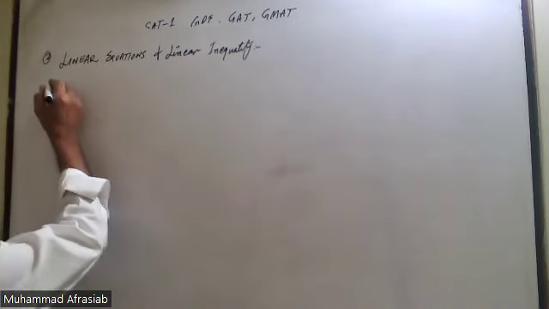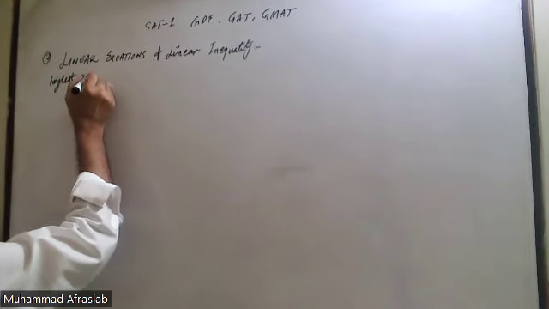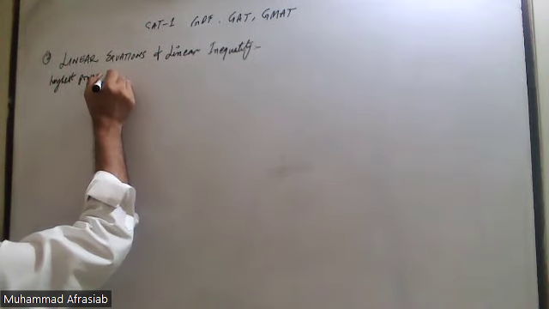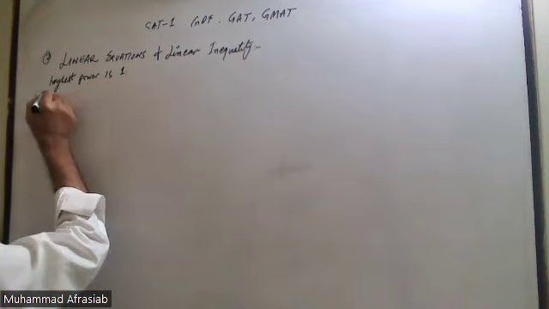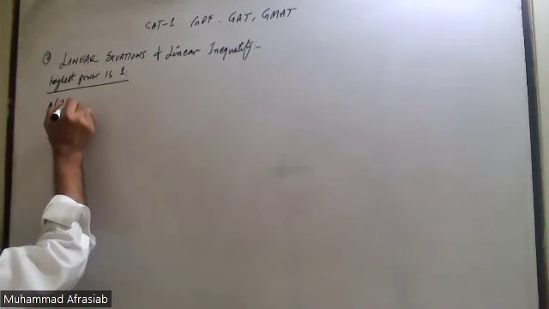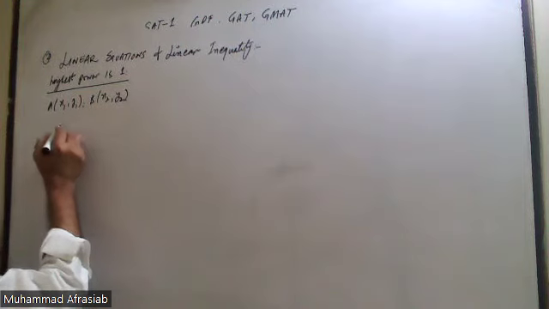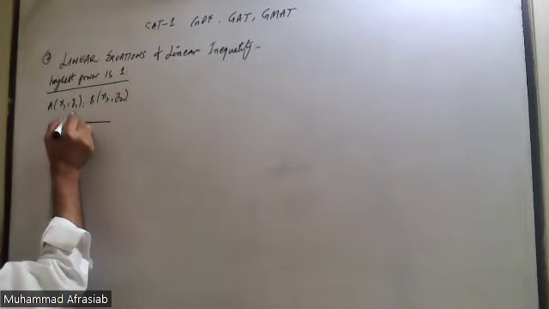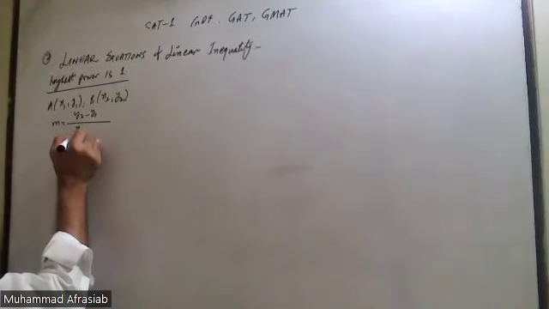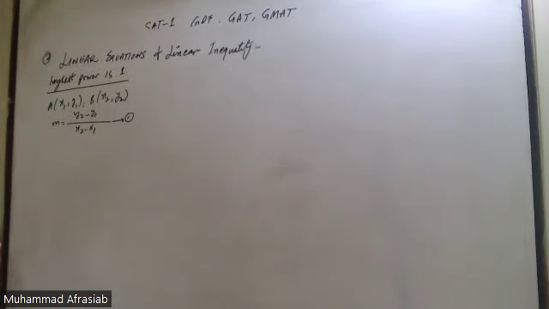So when the highest power is 1, that is known as a linear equation. For example, point A is (x1, y1) and point B is (x2, y2). Then the slope will be equal to y2 minus y1 over x2 minus x1. This is the slope formula for those 2 points.